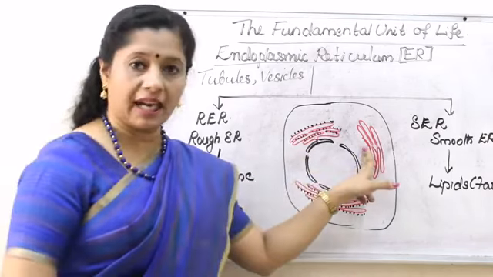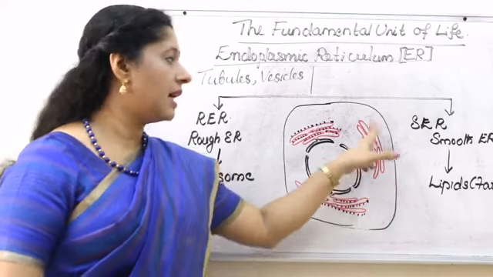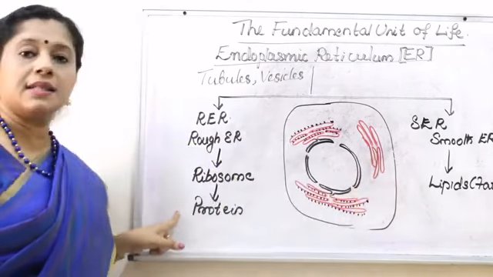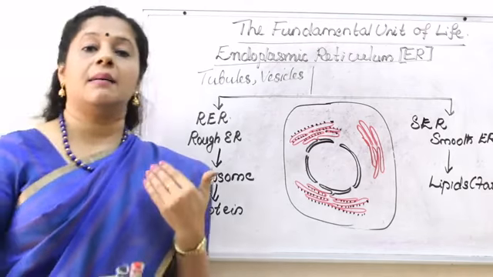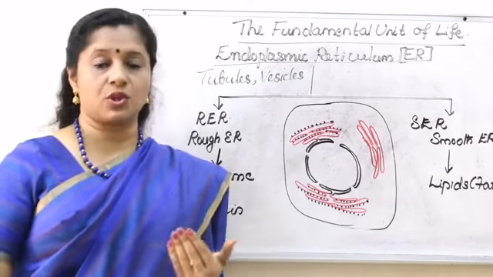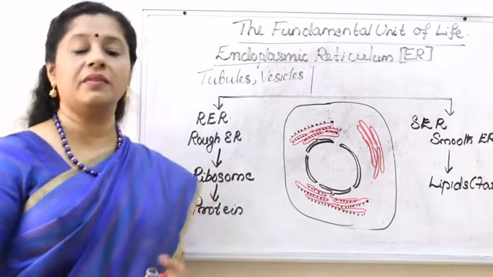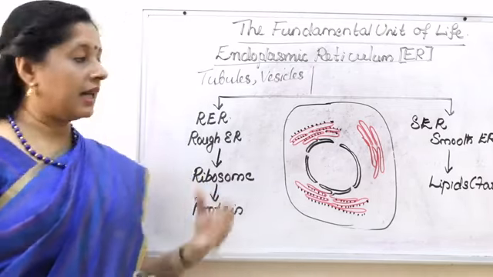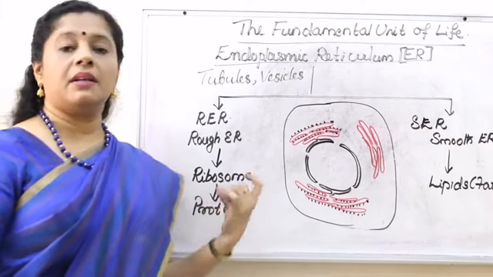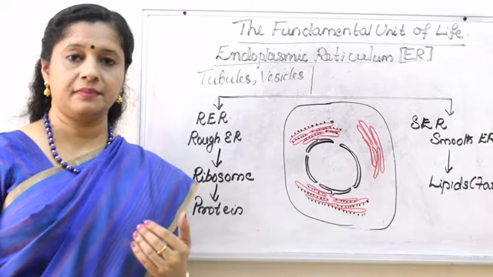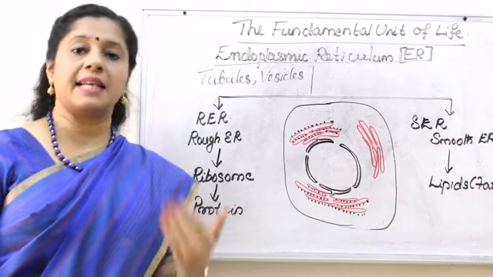These are not having ribosomes on their surface. As a result, they appear smooth. Ribosomes are involved in protein synthesis, or they are the protein manufacturing factory of the cell. So, in effect, we can say proteins are synthesized on the surface of RER, right? And later, this protein will be transported to different parts of the cell, as per the requirement.